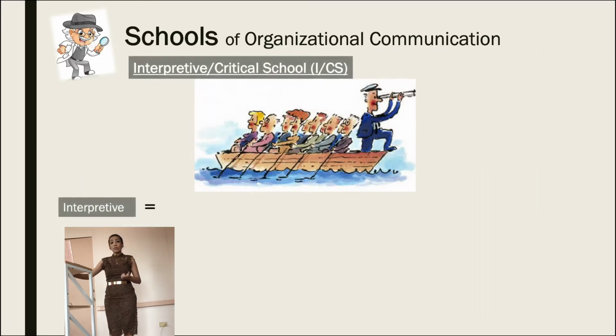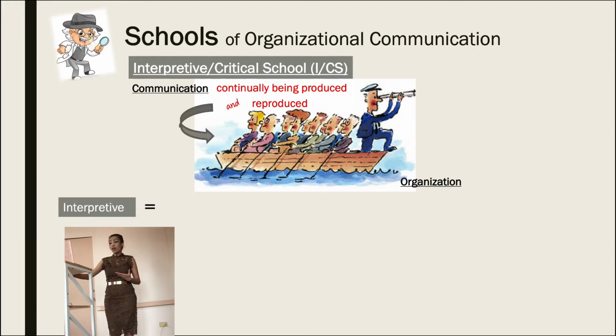Okay, for the interpretive critical school, communication is continually being produced and reproduced amongst the members of the organization. Therefore, an organization is fluid. It's constantly ebbing and flowing. Now, let's discuss these two schools separately.